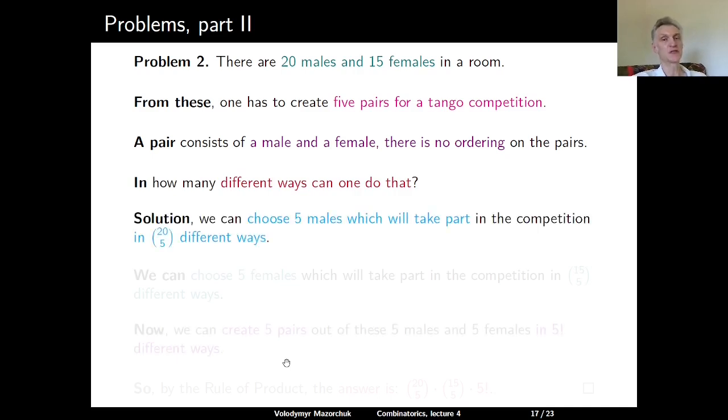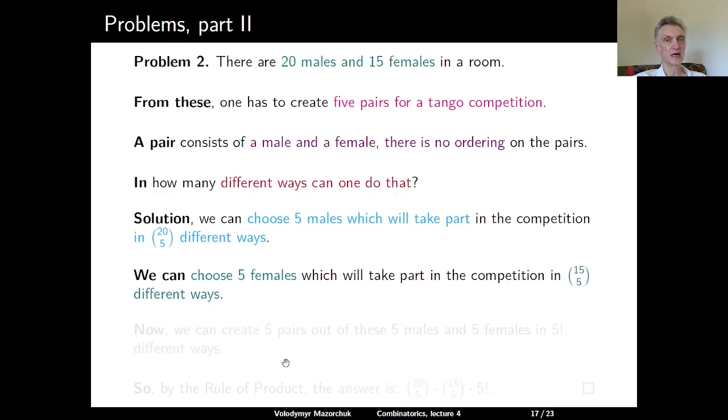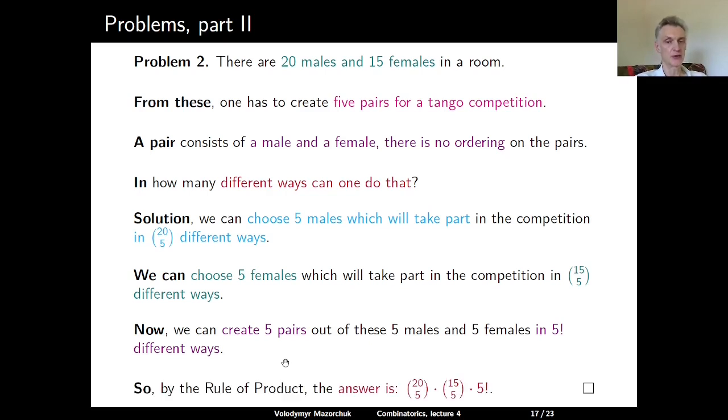Solution. So we need to choose 5 males which will take part in the competition. We have 20 males, we can choose 5 of them in 20 choose 5 different ways. We can choose 5 females out of 15 that are present in 15 choose 5 different ways. So now we have 5 males and 5 females, and we need to create 5 pairs, 1 male and 1 female in each. So this can be done in 5 factorial different ways. So now we use the rule of product and get that the answer to our problem is 20 choose 5 times 15 choose 5 times 5 factorial.